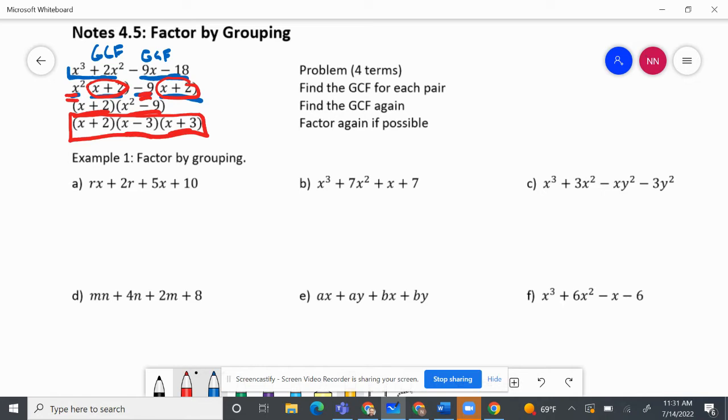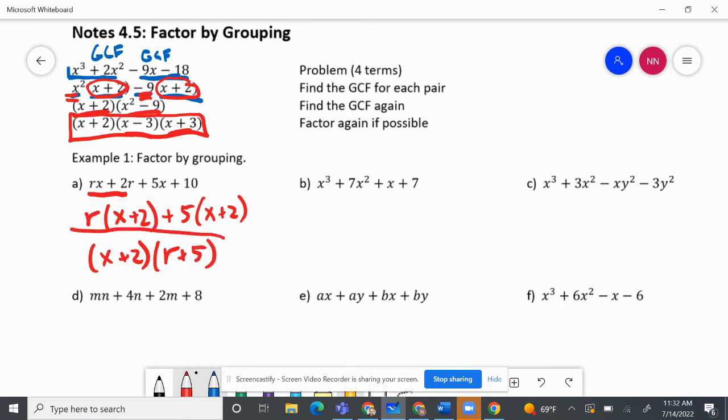Now that's a fairly difficult factor by grouping. Let's look at some easier ones. In this case, we see that they have an r in common. So we factor out an r and we get x plus 2. For the next one, we factor out a 5 and we get x plus 2. And so they both have an x plus 2 in common, and what's left over is r plus 5. Notice that there's no other factoring that we can do because there's no difference of squares.